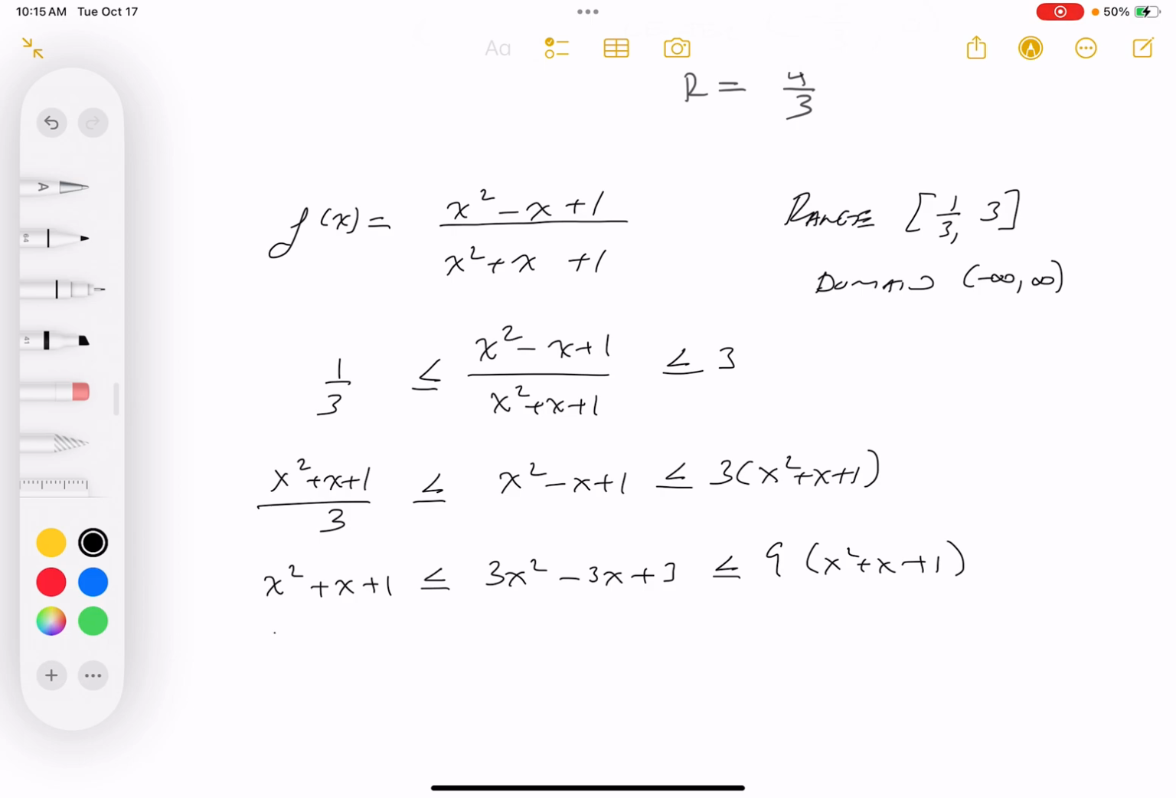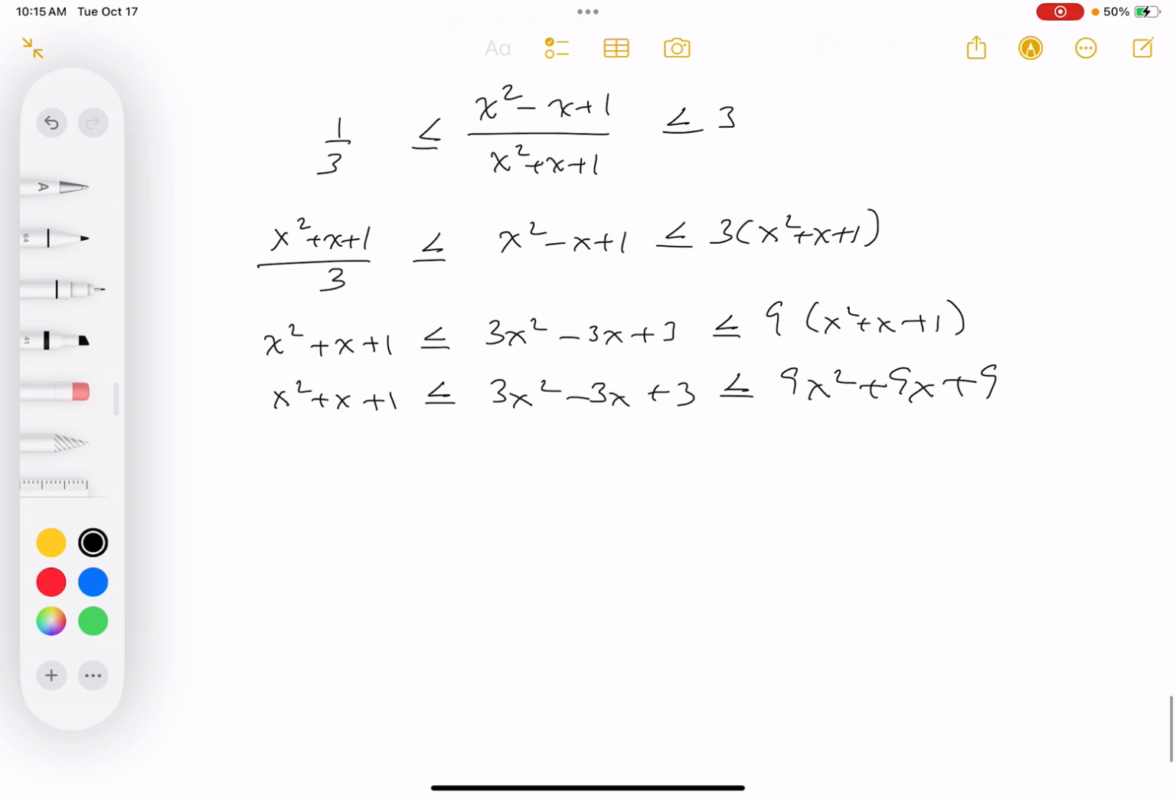And what do you get over here? x squared plus x plus 1, then 3x squared minus 3x plus 3, then 9x squared plus 9x plus 9. All right, I've got 2 inequalities to deal with now. Let's write one at a time down.